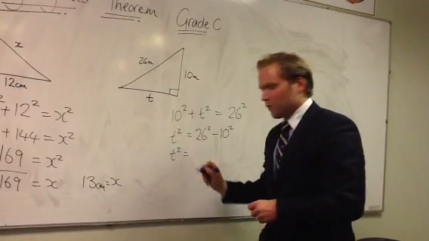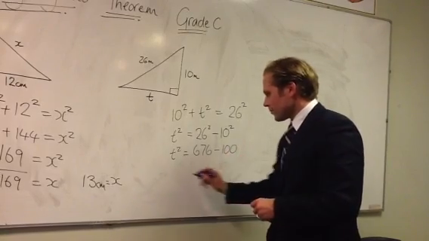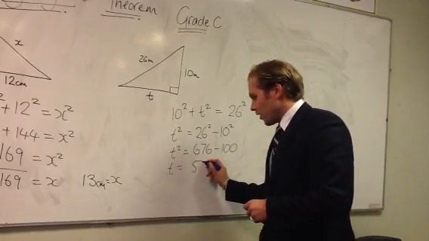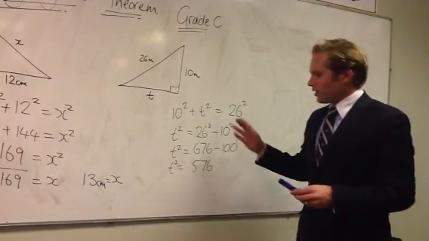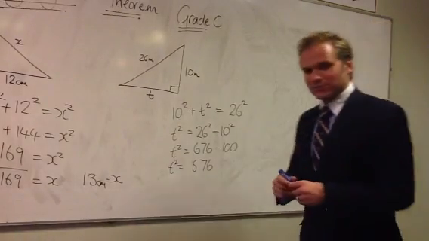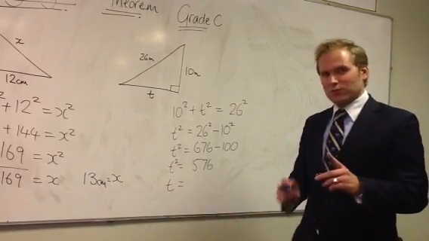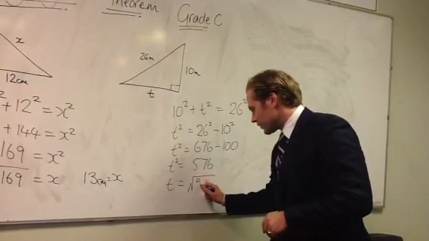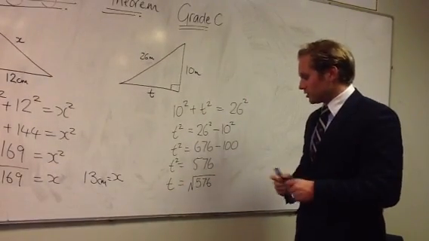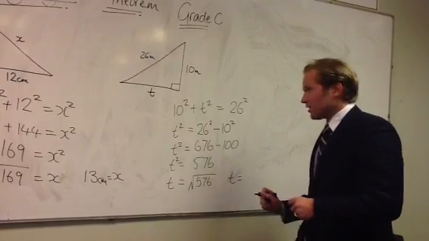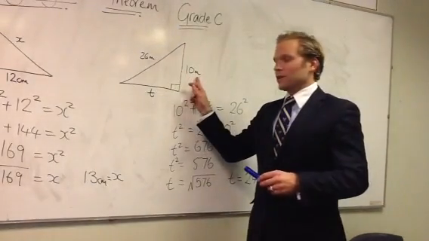T squared, therefore, will equal 676, take 100. So t squared is equal to 576. Now, I can then step back and I think, okay, I'm quite happy with that. And I can write down t, therefore, is equal to the square root of 576. If I get my calculator and I work out the square root of 576, I would find that t is equal to 24. This time, metres, because our units are metres.